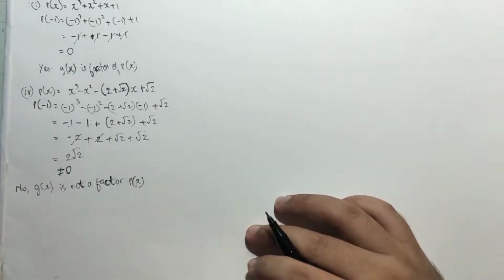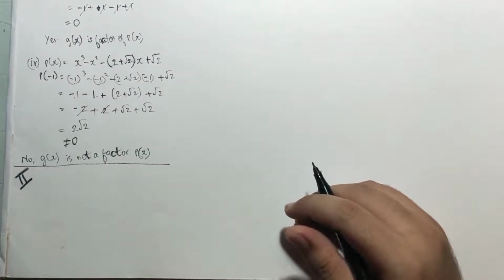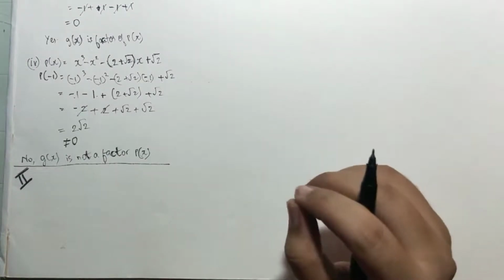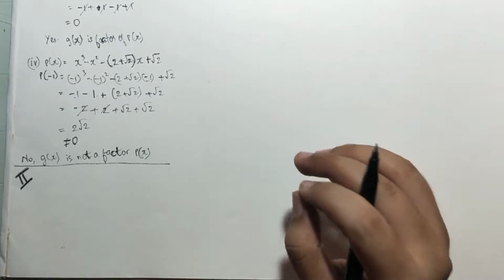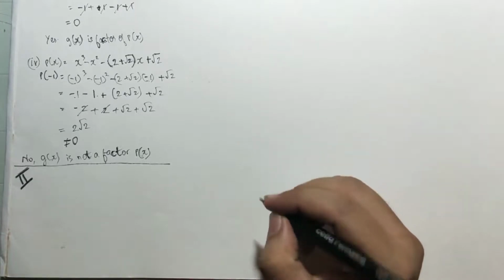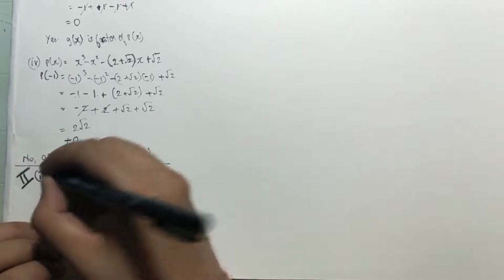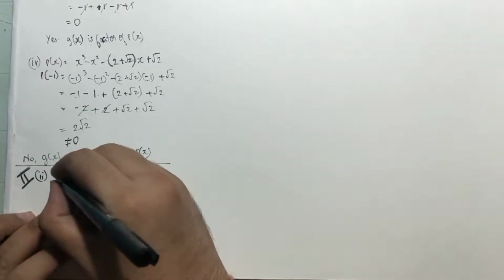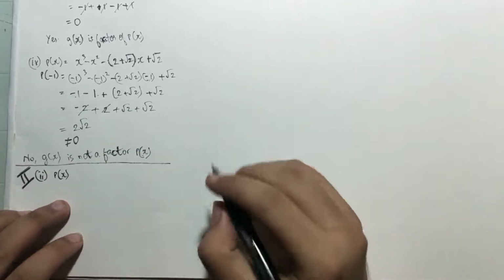Let us proceed to the second sum. In the second sum also the question is the same, but for each individual question there is a different polynomial, that is, a different dividend and a different divisor. So we have to follow the same method. There are 3 different questions and I will be doing only one. I am opting for the second question. You have to again find whether g of x is a factor of p of x or not.